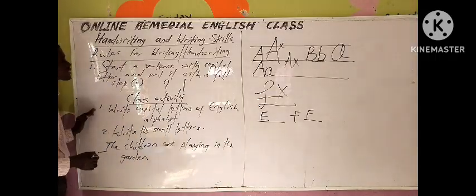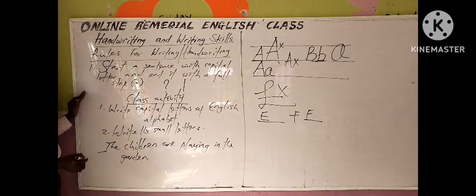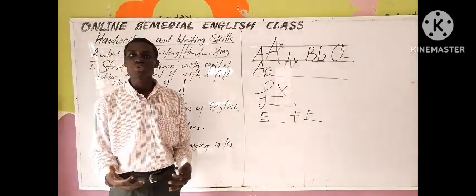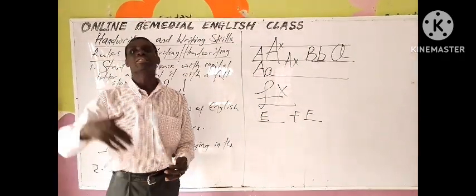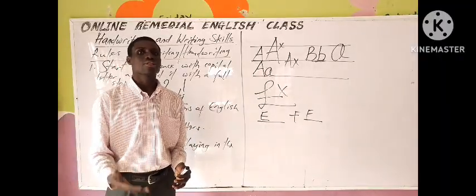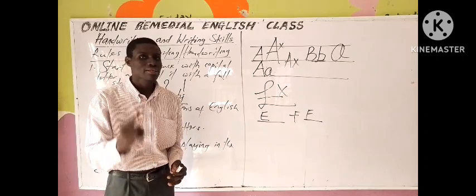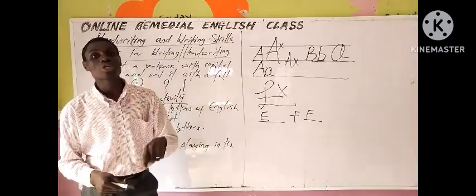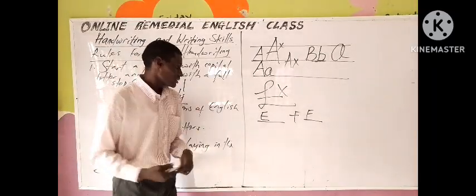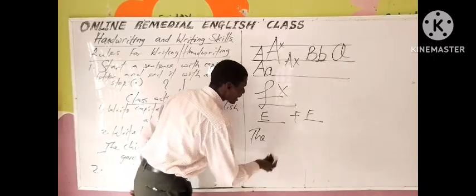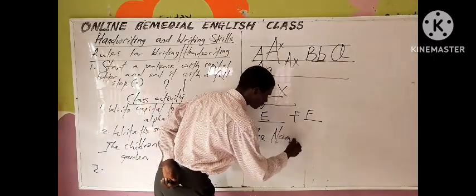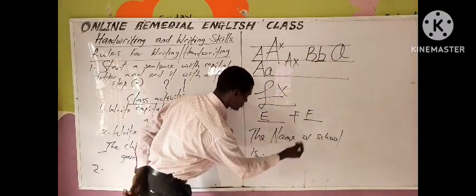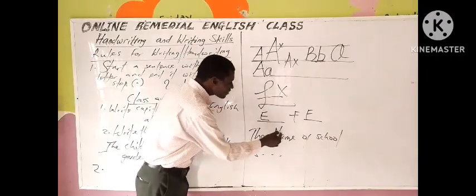The second point, which is very, very important, is avoid inappropriate use of small and big letters, in upper and lower case. Please. The meaning of that is where you are supposed to use small letter, do not use capital letter. For instance, a student is writing something like this: the name of my school is. You can have this.